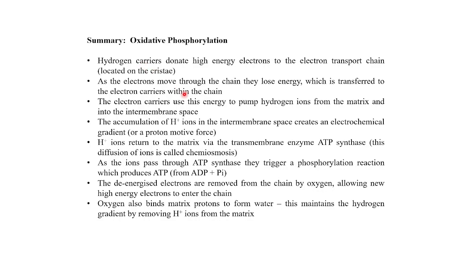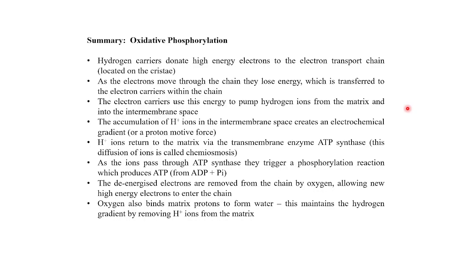And then as the electrons move through the chain, they lose energy, which is transferred to the electron carriers within the chain. These carriers are then used to pump the hydrogen ions from inside the matrix to the intermembrane space, that is, outside against the gradient. This accumulation of H plus ions in the intermembrane space creates an electrochemical gradient, the proton motive force, which allows the H plus ions to come back inside through the ATP synthase, and this leads to ATP synthesis. And then oxygen comes at the last step as a terminal electron acceptor.